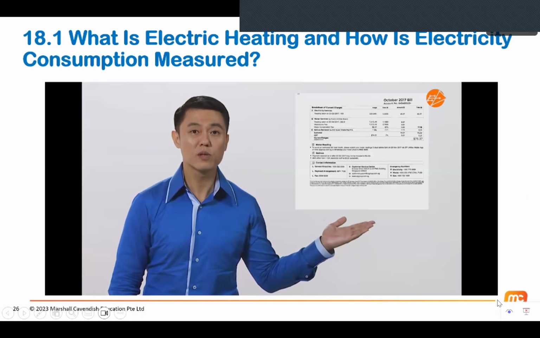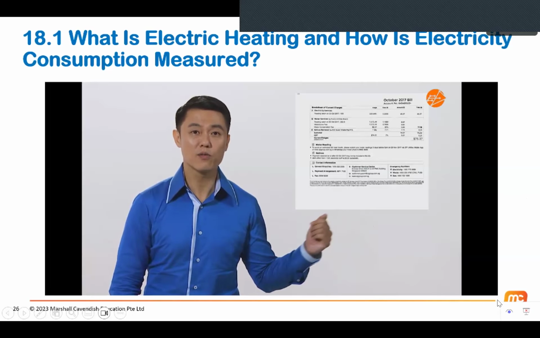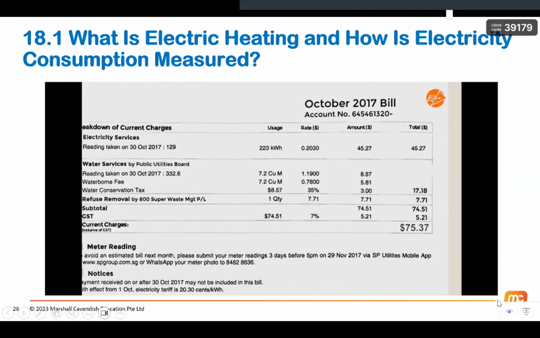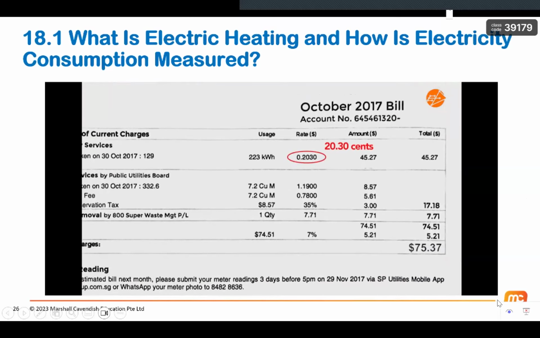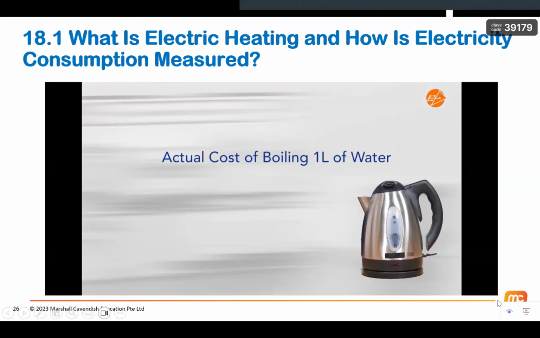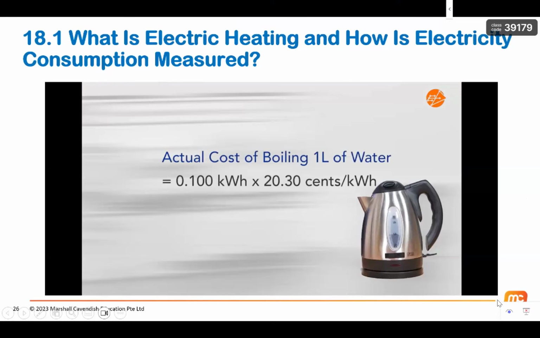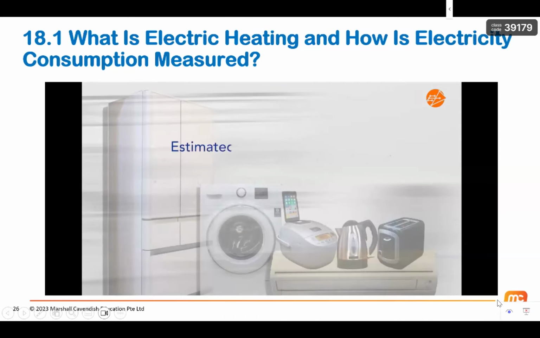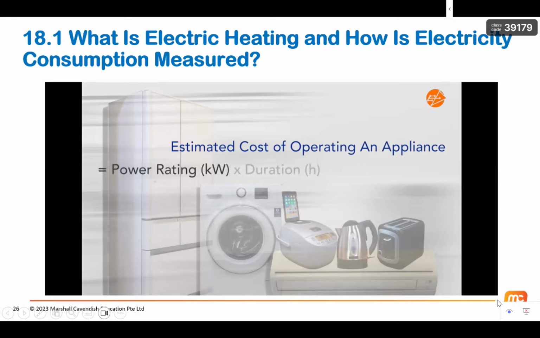This is a utilities bill of a 3-room flat for the month of October. The cost of electricity is 20.30 cents per kilowatt hour. Based on the actual energy consumption in the previous experiment, it costs 2.03 cents to boil 1 liter of water. You can also estimate the cost of operating an appliance using its power rating, the duration of use, and the cost of electricity per kilowatt hour.